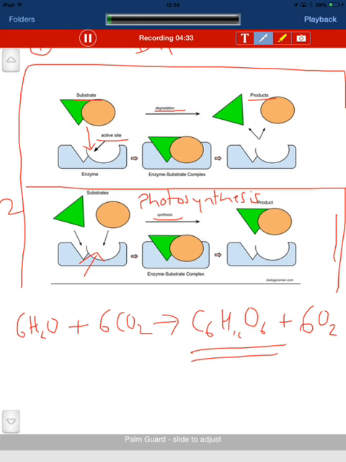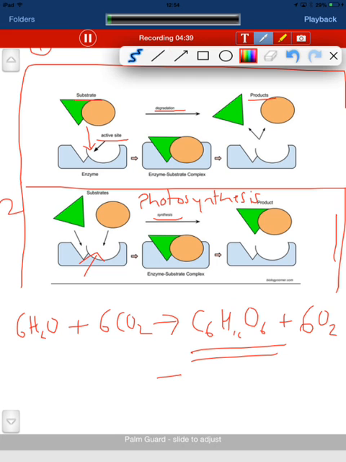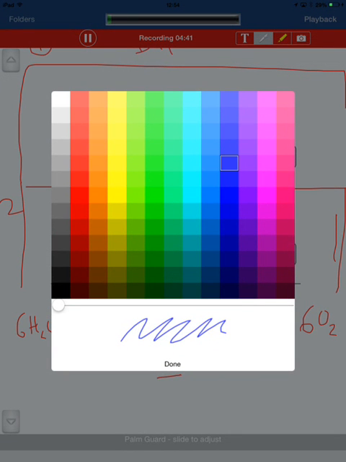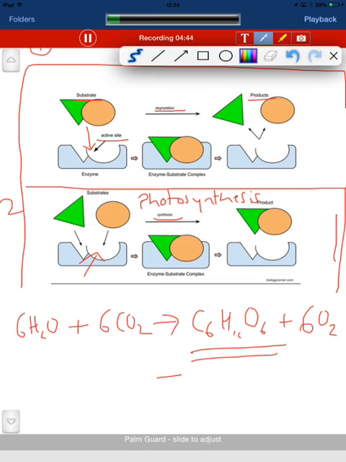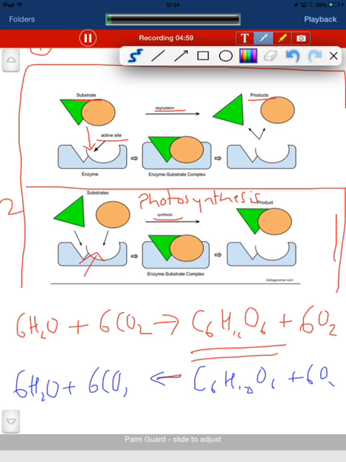I always talk about respiration, but if we were to change that round, C6H12O6 plus 6O2 goes to 6H2O plus 6CO2. This obviously reverse process is respiration.